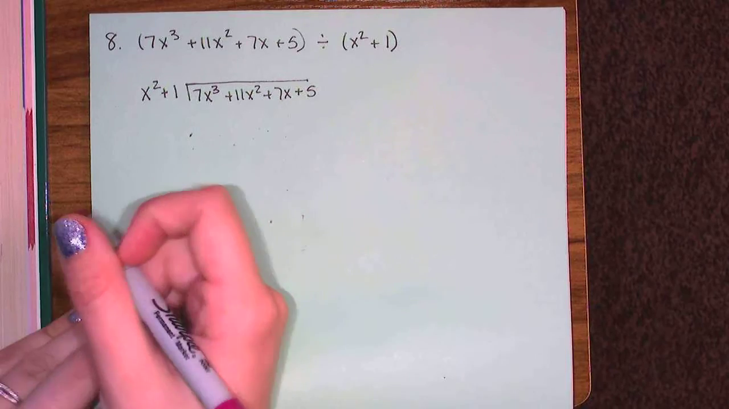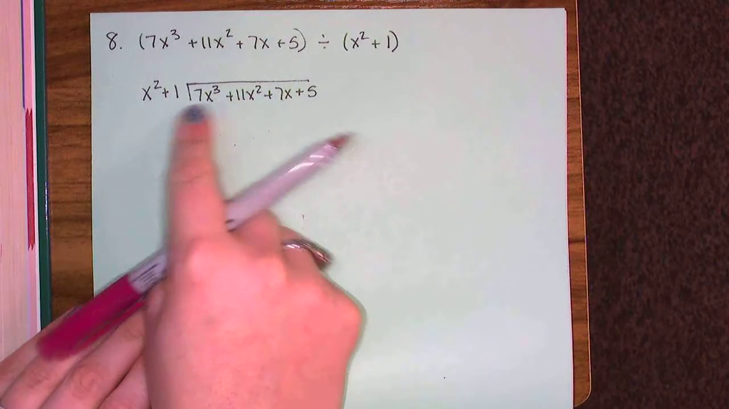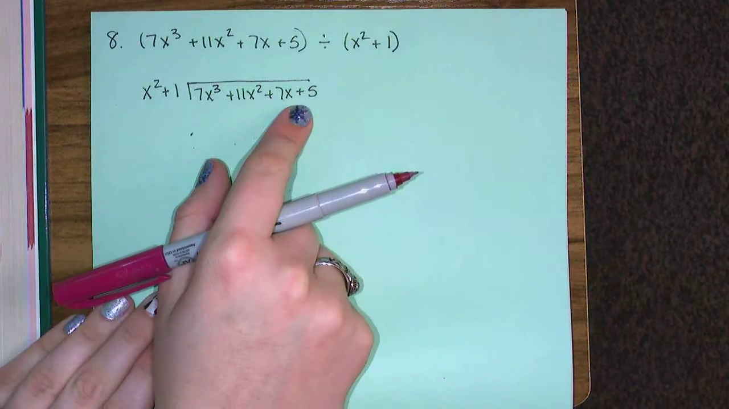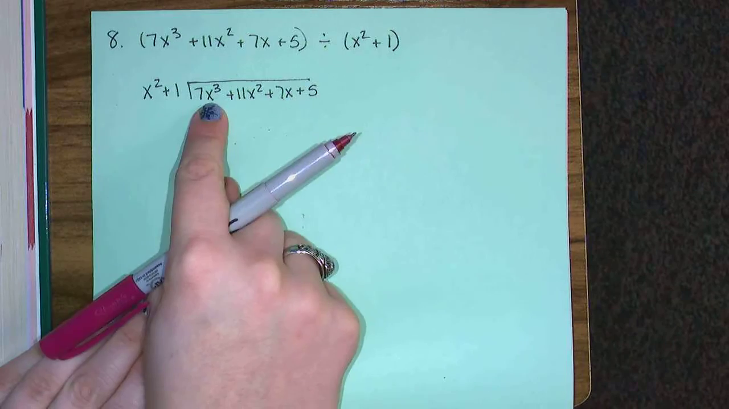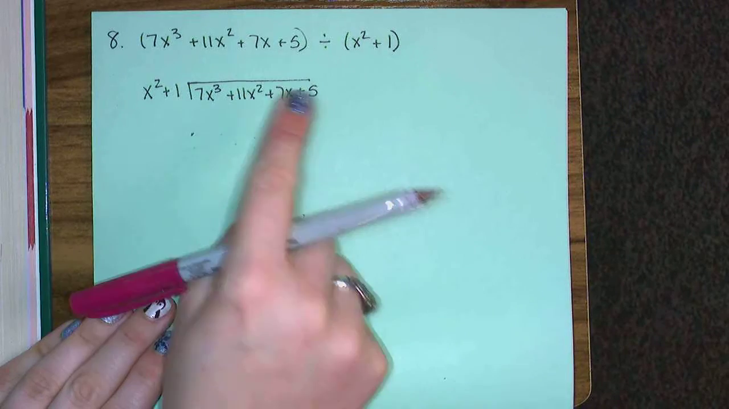Okay, so, looking at this, it looks like it's going to be super mean and complicated, right? But what do I need to multiply this by to get 7x cubed? 7x, so I'm all the way over here.